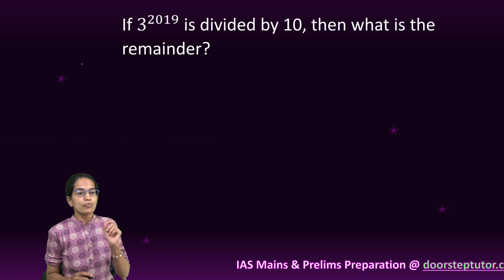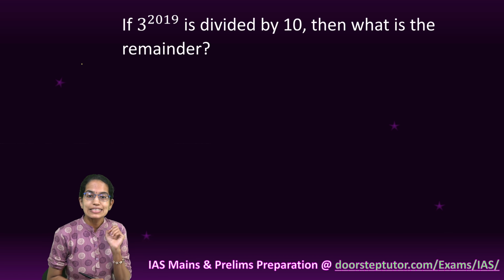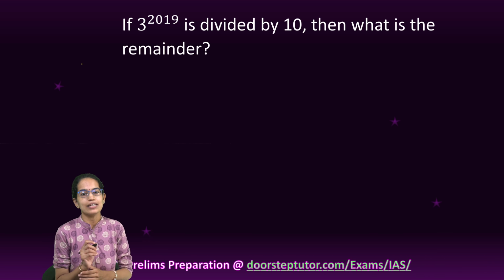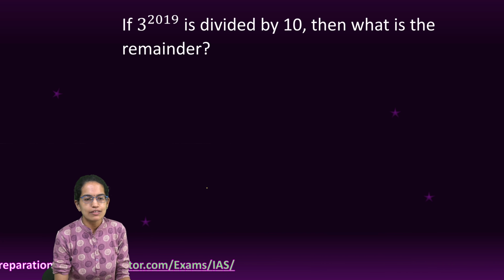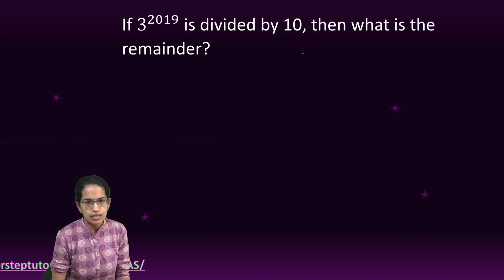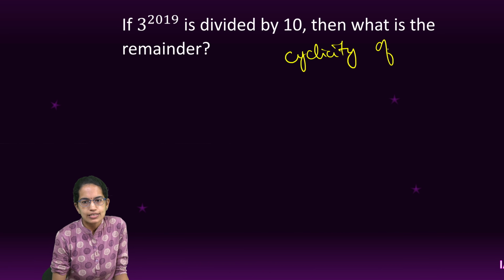How do we solve problems where it requires cyclicity of remainders? So let's understand what is cyclicity of remainder, and then we would jump onto the question. So when I say cyclicity of remainder, how do we understand it?